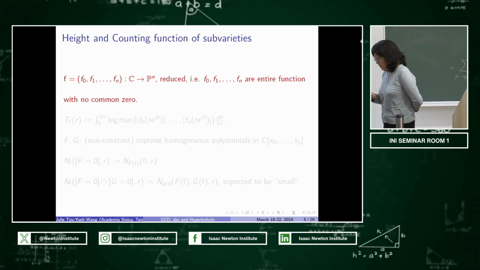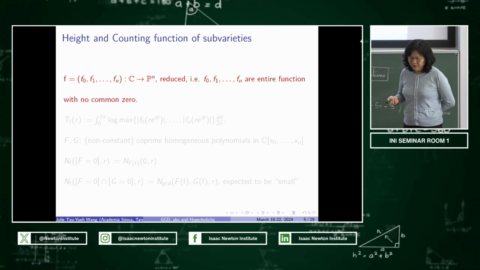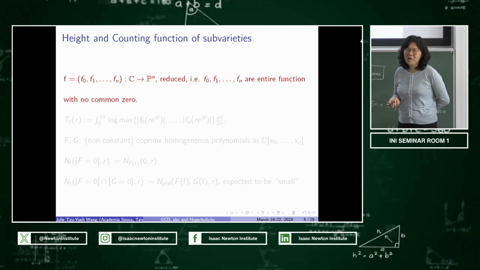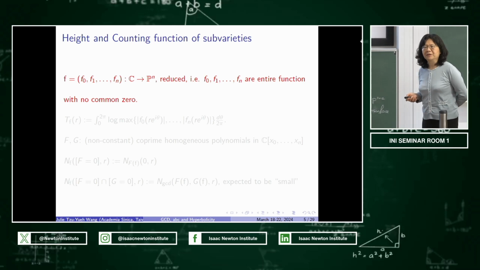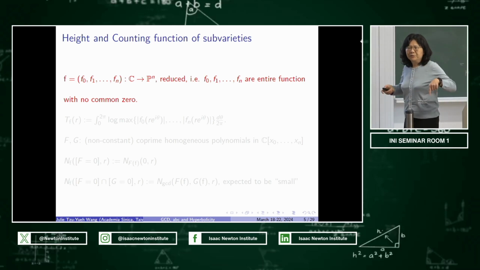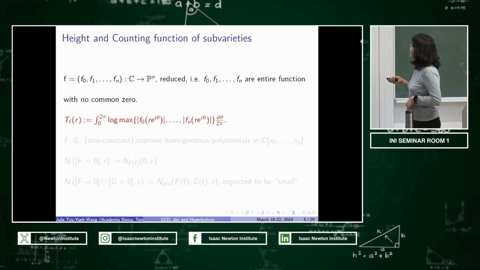After you define the counting function, we need to say how big or how small things are, so we need some quantity to define it. Suppose you have a map into projective space, and you can make them entire functions without common zeros. Then you can define the characteristic function, which just measures how large the map is. Then we want to study how it intersects with divisors, hypersurfaces.